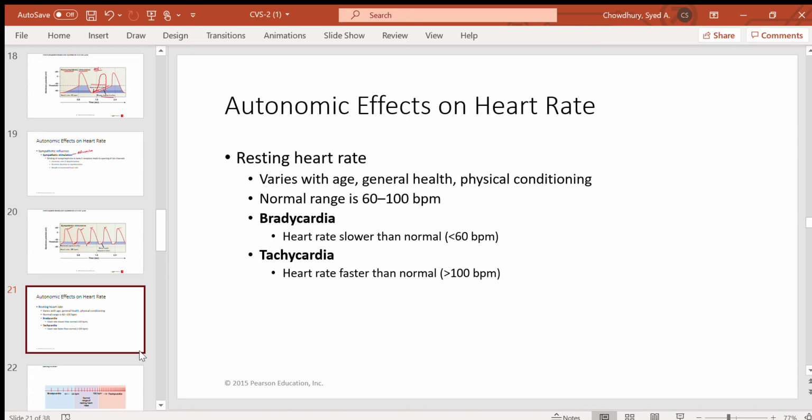If the heart rate or heartbeat is irregular, in common terms we say arrhythmia. Okay, and arrhythmia indicates any irregular heartbeat, but irregular could be different types, right? If the heart rate is slower than the normal heart rate, that is called bradycardia.